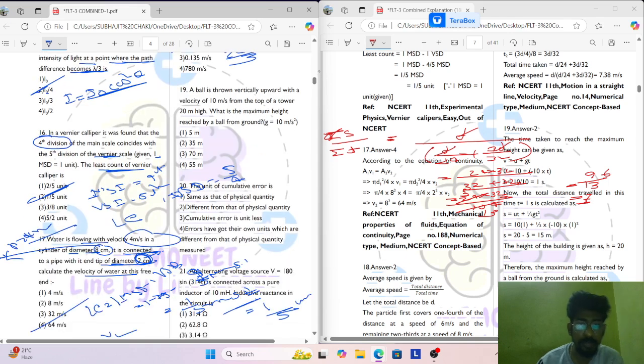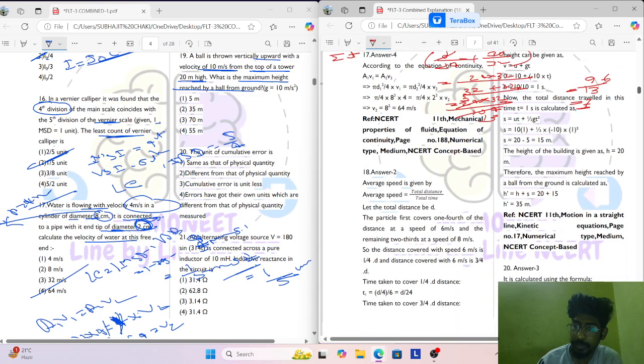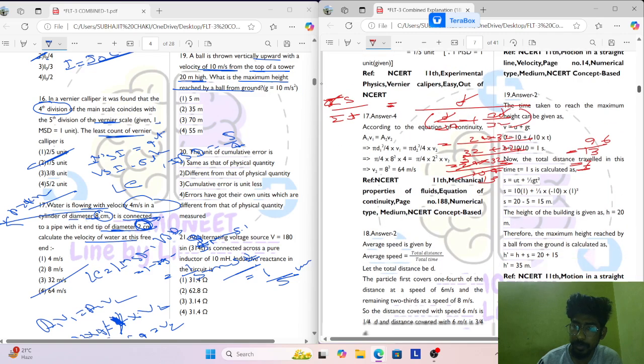A ball is thrown vertically upward with a velocity of 10 meter per second from the top of a tower at 20 meter height. What is the maximum height reached by the ball from the ground? Simple formula: initial speed is given, final speed you have to calculate. Final speed is 0, initial speed is 10. So calculate the t. Time is equal to 1 second.